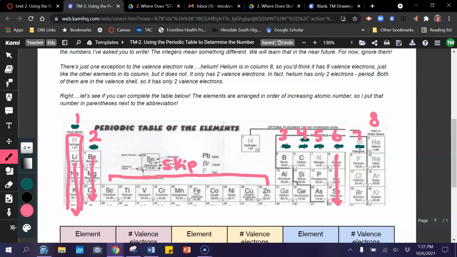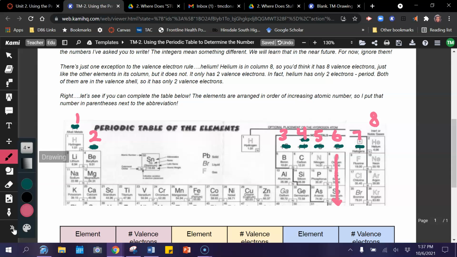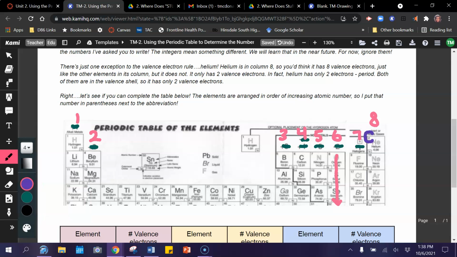Now, there's one exception to the rule, and that exception is helium. So helium right here is our exception. It's in column 8, and so you would think, oh, it's got 8 electrons, except it doesn't. If you look at the atomic number for helium, you'll see that the atomic number is 2. It doesn't even have 8 electrons, period, let alone 8 electrons in the outermost shell. So helium is an exception to this rule. It only has 2 electrons in the valence shell.